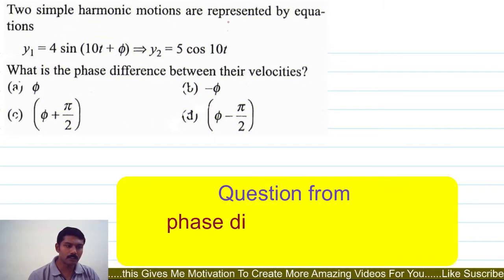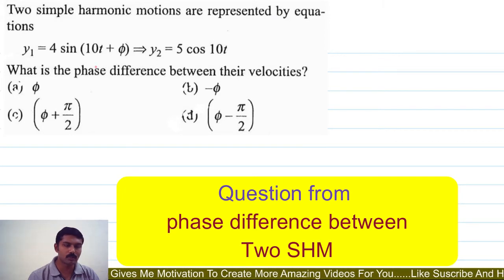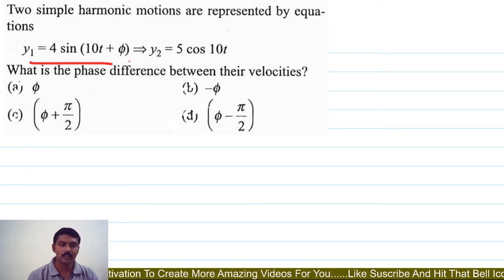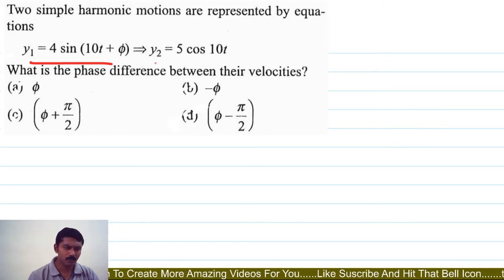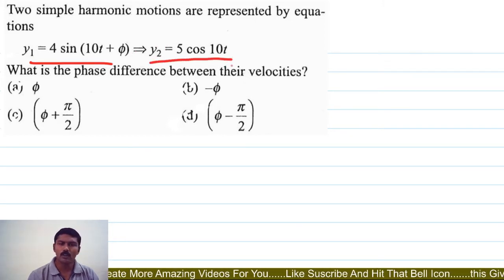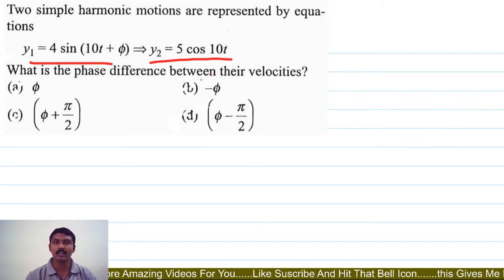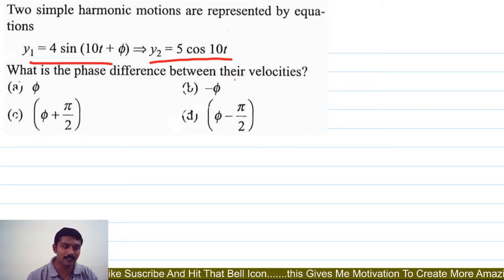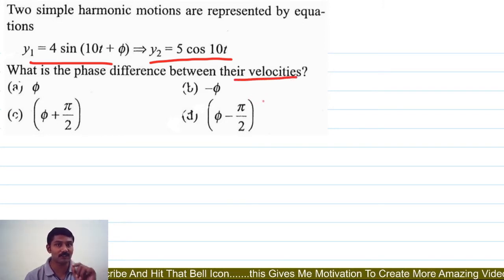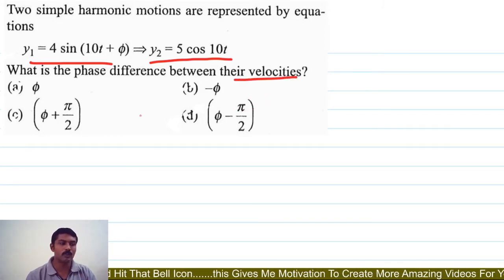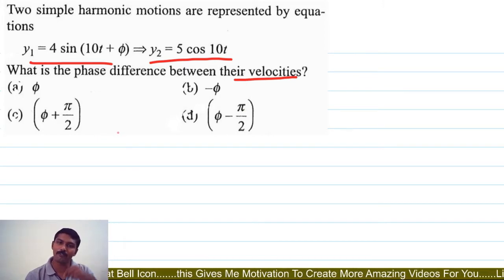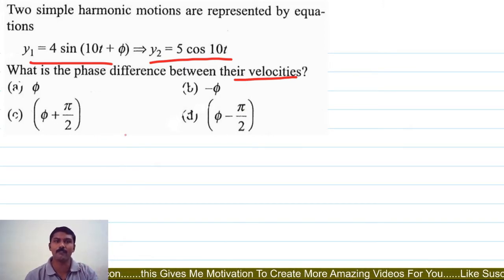Two simple harmonic motions are represented by two equations: Y1 = 4 sin(10t + 5) and Y2 = 5 cos(10t). These are the displacement equations for particles oscillating along the y-axis. You have to find the phase difference between their velocities. You have to be very careful, it is the phase difference between their velocities. These equations are given in displacement, so you have to calculate the velocities and then find the phase difference.